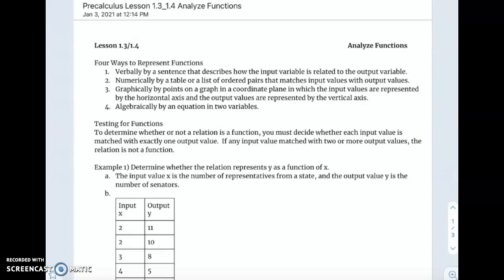So if you have an input value that happens twice, like let's say you have an input value of 2, you shouldn't have 2 equals 5 and 2 also equals -7. You could have 2 equals 5 and 2 equals 5 again, but you shouldn't have 2 different outputs for the same input.